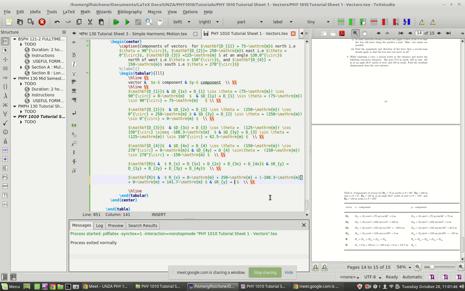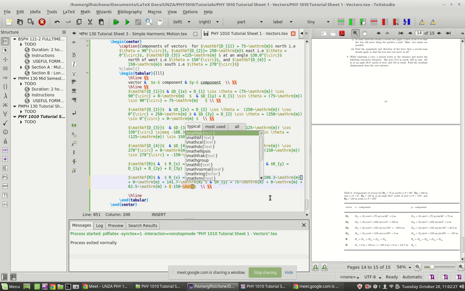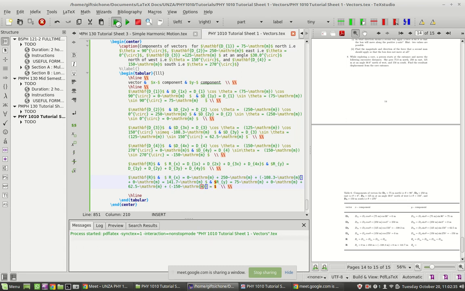The first one, D1y, is equal to 75 meters. D2y is 0 meters. And then D3y is 62.5 meters. D4y is the fourth one, plus negative 150 meters. That gives us how much? Negative 12.5 meters.